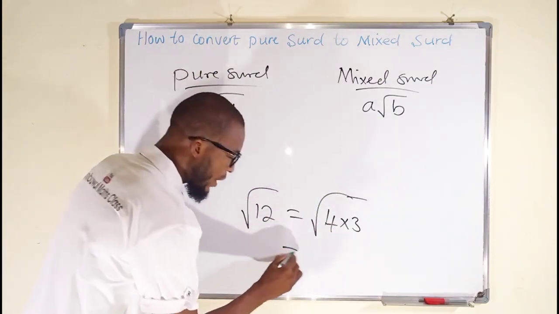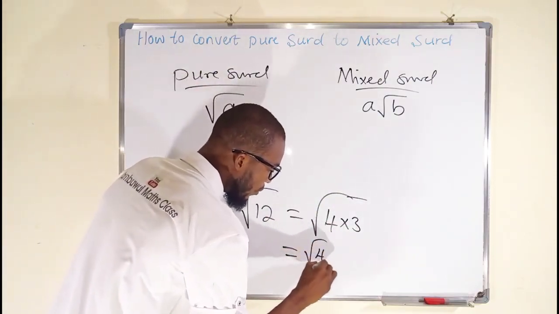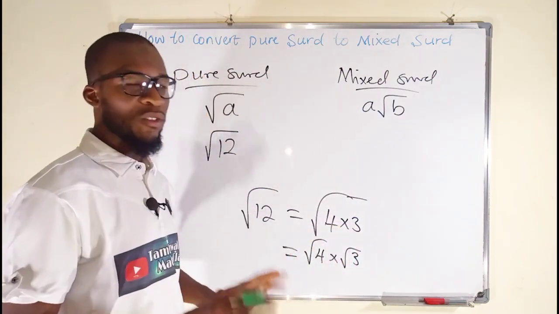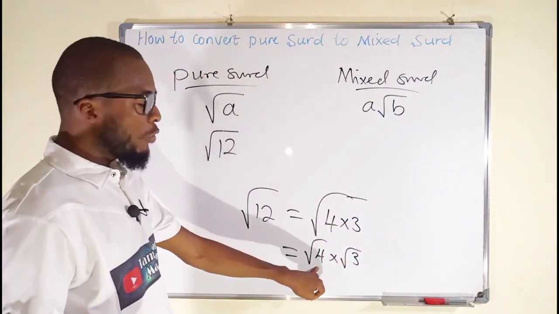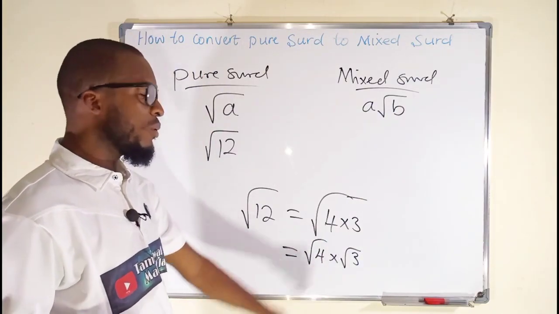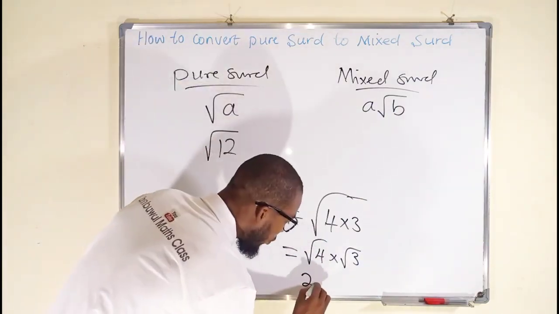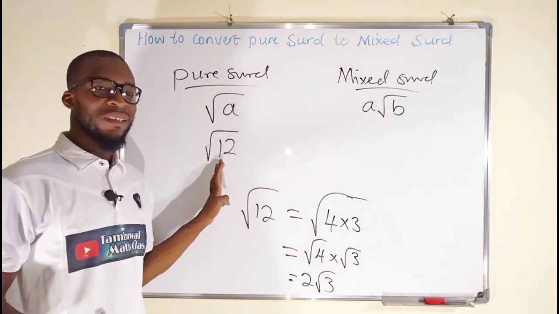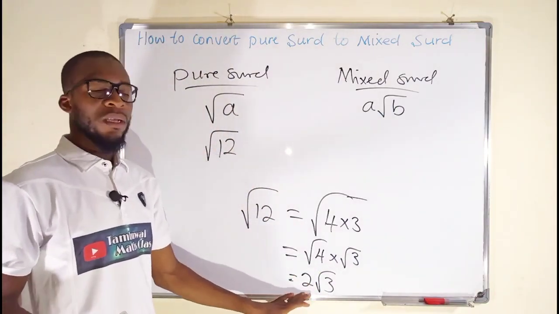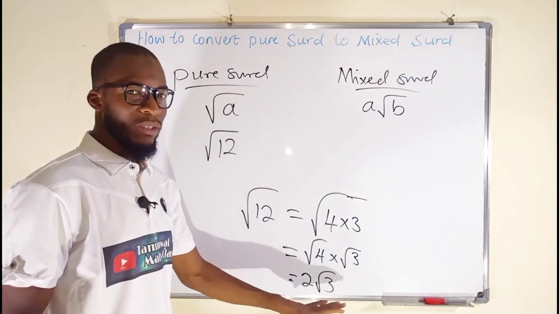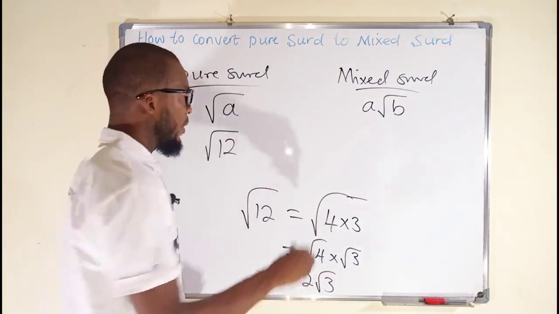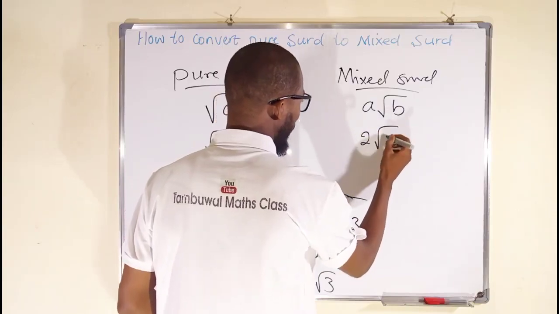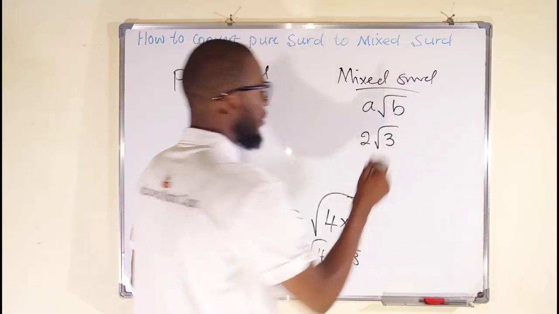From the rule, we can separate them as square root of 4 multiplied by square root of 3. Separately, we take their square roots. But square root of 4 is 2. Then 2 times root 3 is 2 root 3. This means that square root of 12 is exactly the same as 2 root 3, just that they are in different form. So we can write it here as 2 root 3.